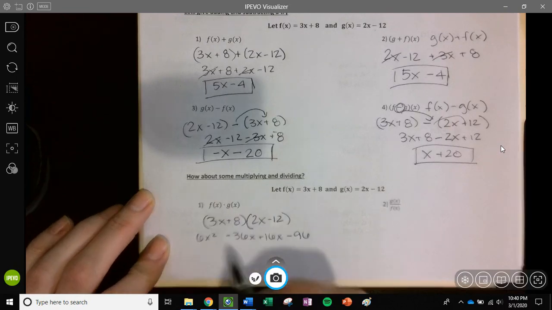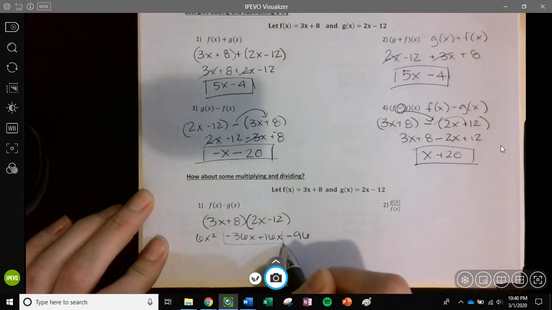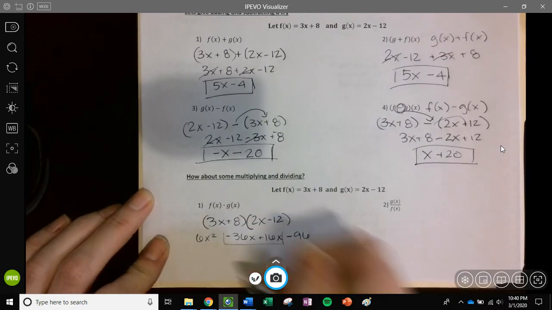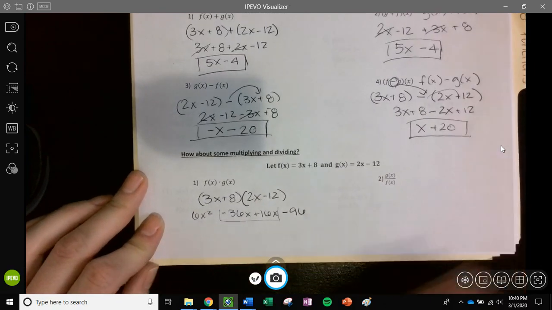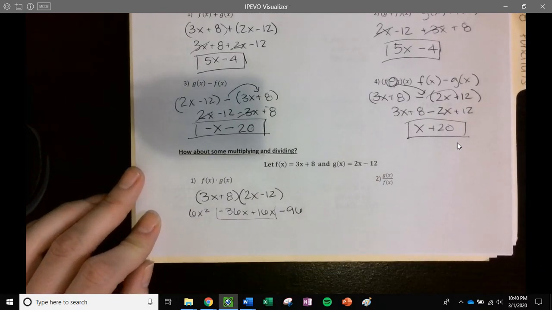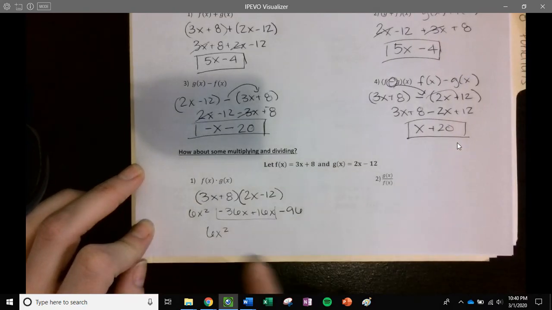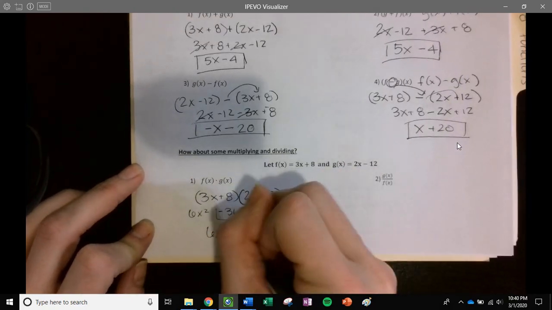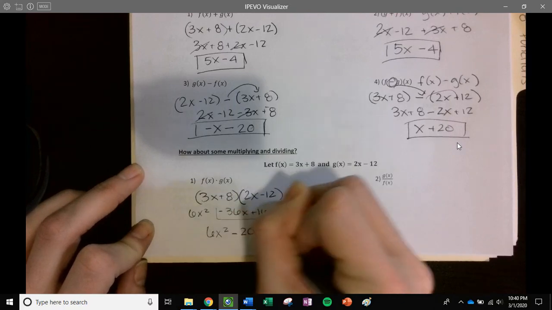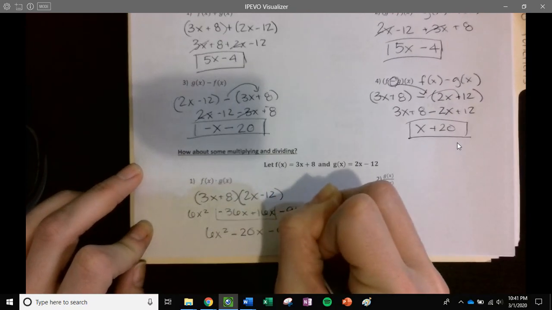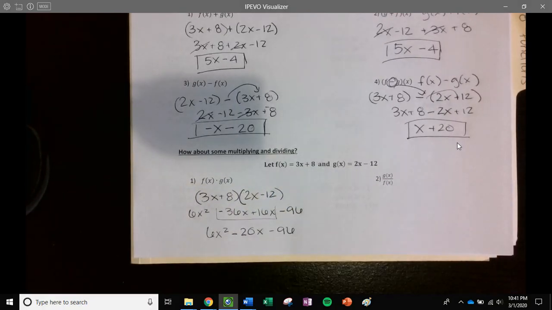We can combine our like terms here, negative 36 and positive 16. Want to make sure you can see. And we'll get 6x squared. Negative 36 plus 16 is going to leave me with negative 20x, minus 96. So if you're multiplying two binomial functions together, you will end up with a trinomial.